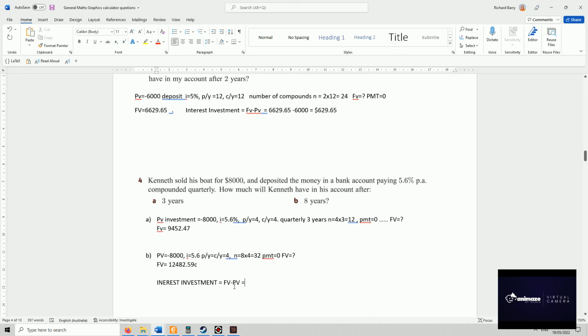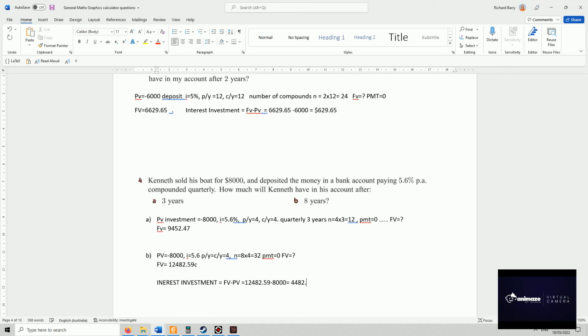I'm just relying on you working out the minus signs. The interest is this 12,000, but I had 8,000 to start with. This negative is just to help the calculator do its thing. 12,482.59 take 8,000, and that's got to be about 4,000, doesn't it? 4,482.